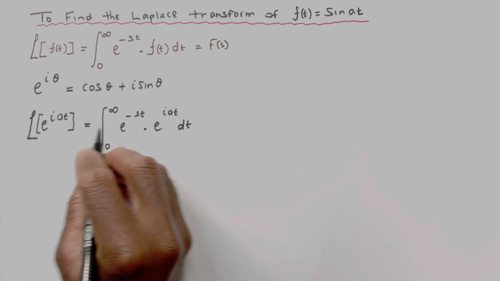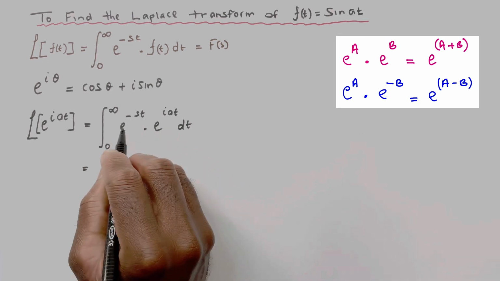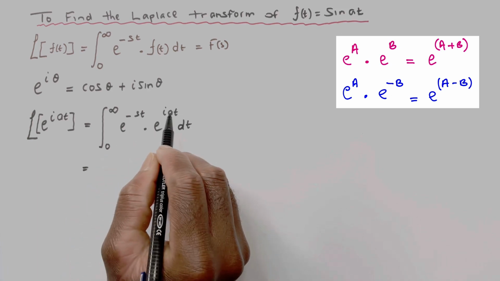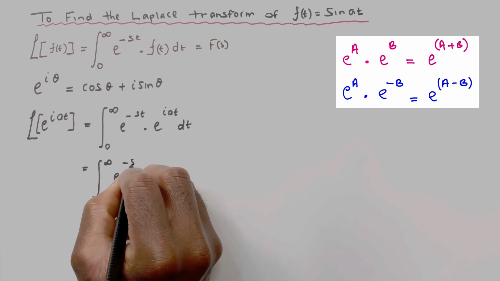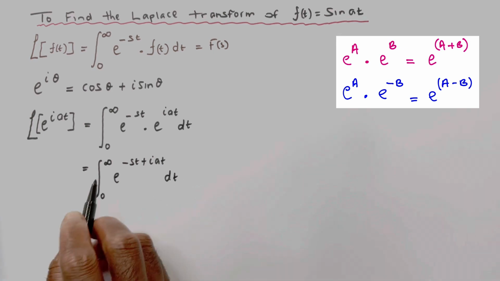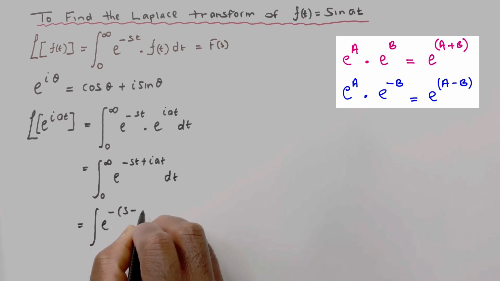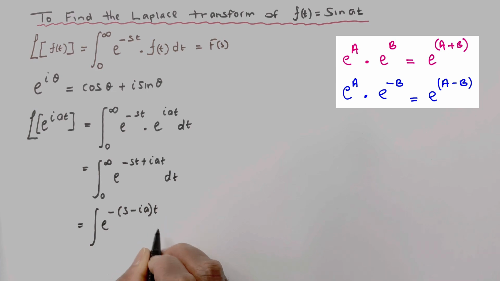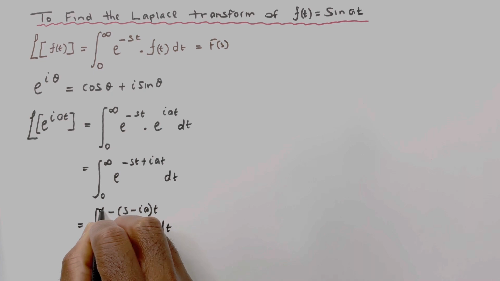We've done this integration before, but I will take this out. I multiply the two exponentials, and we add the exponents because we have the same base. We add the power, 0 to infinity, e to the power minus st plus i a t dt. So I'm going to take a common factor here, e to the power minus (s minus i a) t. I've taken minus t out as a common factor, dt. And if I integrate, we're going from 0 to infinity.